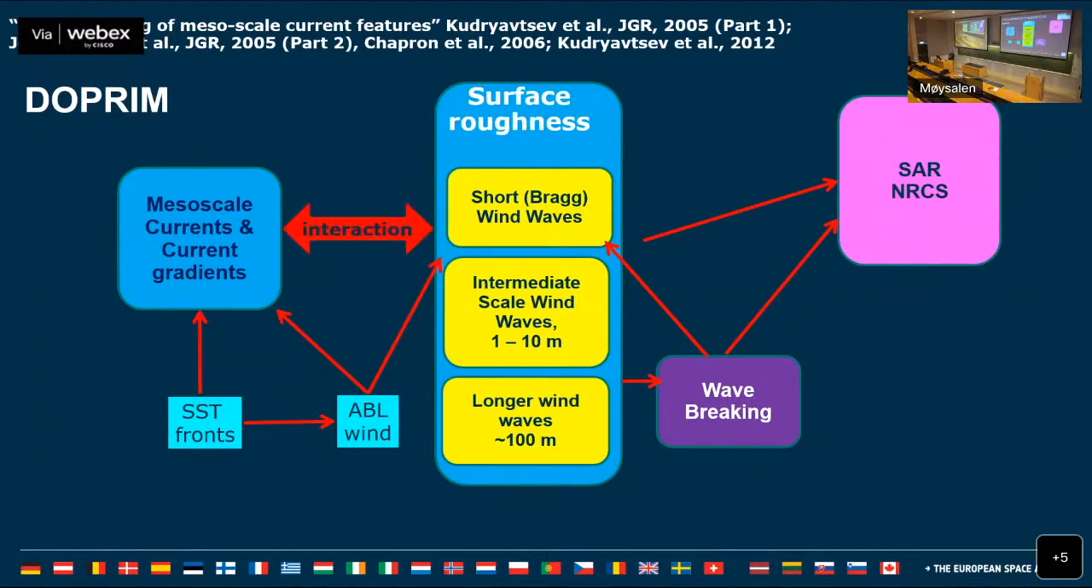Then we have these interactions between mesoscale currents and surface roughness patterns that in turn lead to new surface roughness patterns. And this is wave-current refraction, essentially.